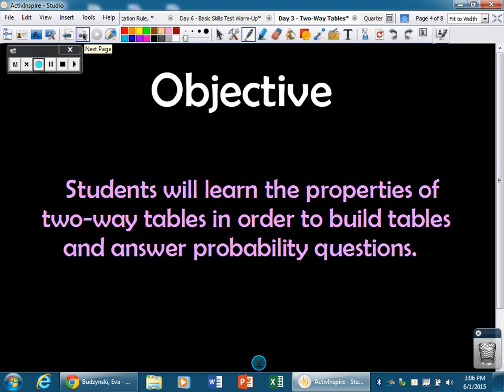So there's a spot for you to write down your objective, so you can pause this and write down your objective. We're going to learn the properties of two-way tables in order to build tables and answer probability questions. So you just worked with something called two-way tables in your warm-up, and hopefully you became familiar with it, and you're going to work with it even more today.